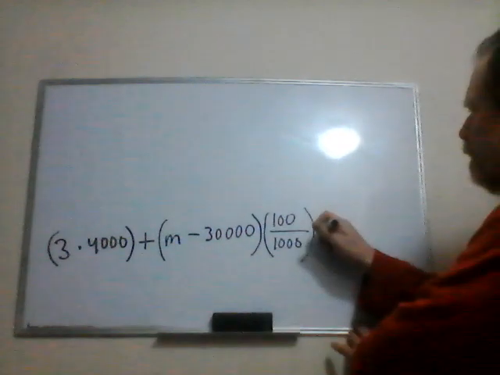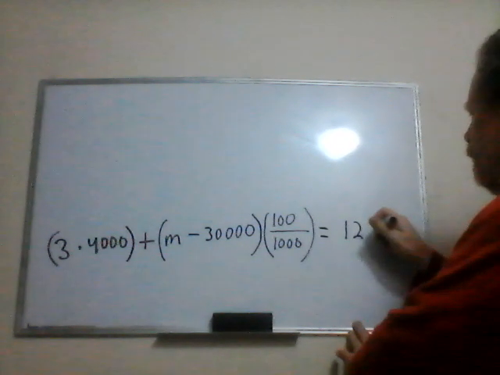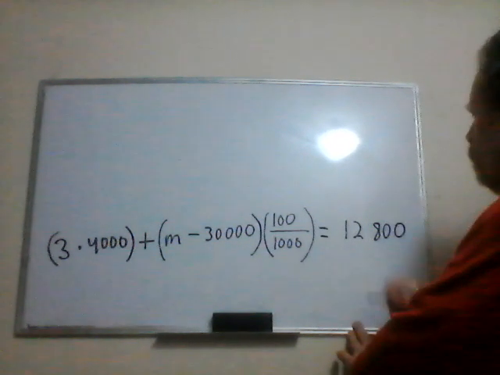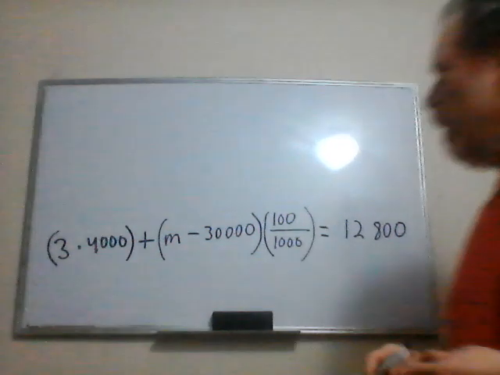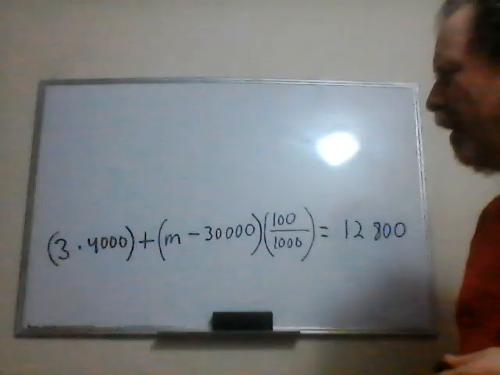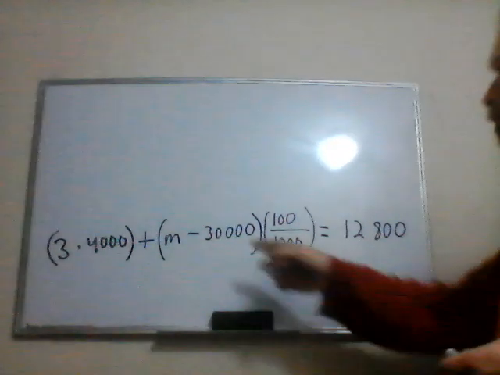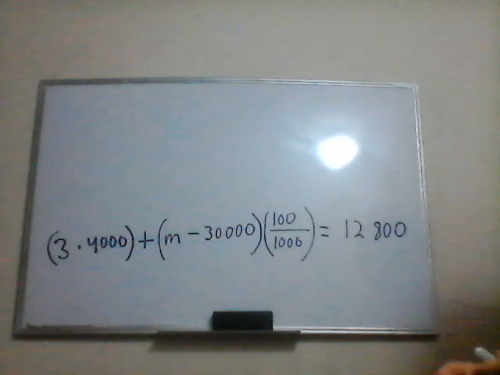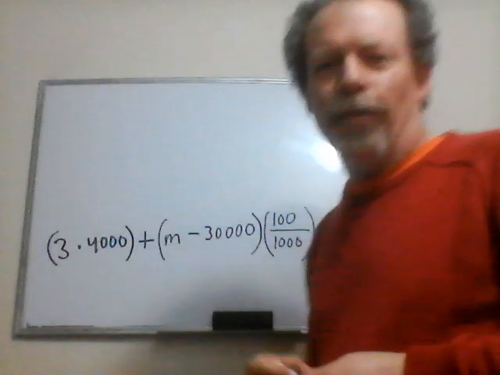It says at the end of the process he pays $12,800. $12,800 is what he pays. So what we want to do is we want to get the m all by itself. That means some things are going to have to move from this side of the equation to that side. Before we do that, I suggest they're going to be easier to move if we simplify them first.